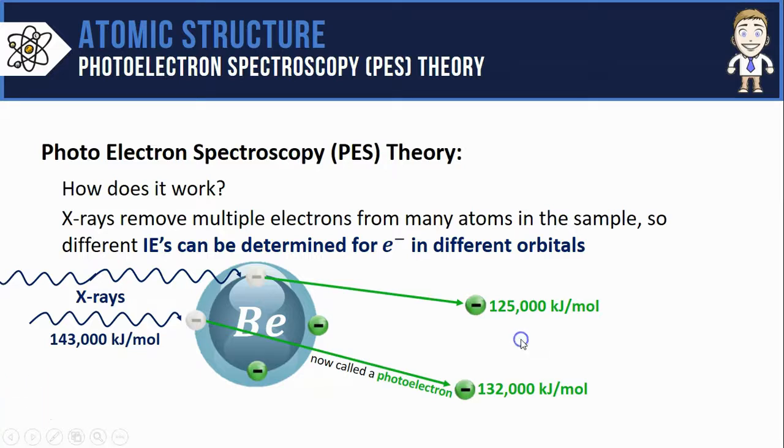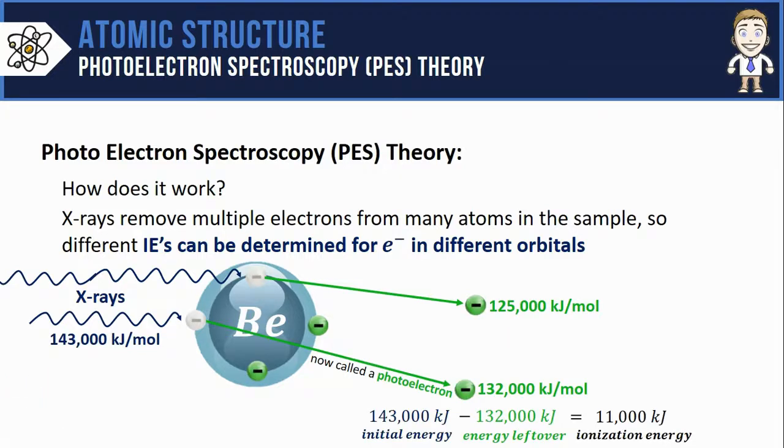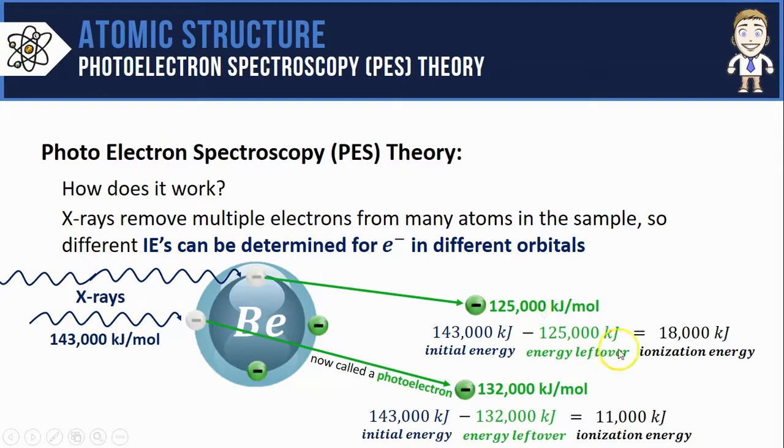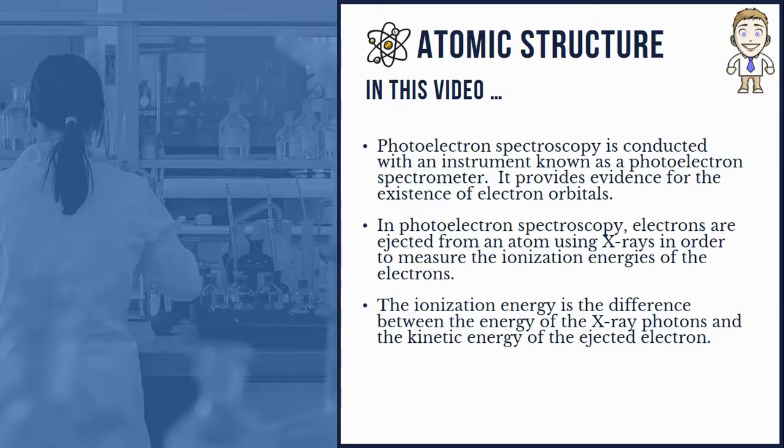Remember, for the first electron removal, it took 11,000 kilojoules out of the initial 143,000 to eject this electron. Well, here there's even less energy left over. If you subtract it out, you'll find that that's because it took 18,000 kilojoules of energy to remove this inner core electron. So now we know the ionization energies of electrons in the first and second energy levels. That also wraps up this video on photoelectron spectroscopy theory. Here's a brief summary.